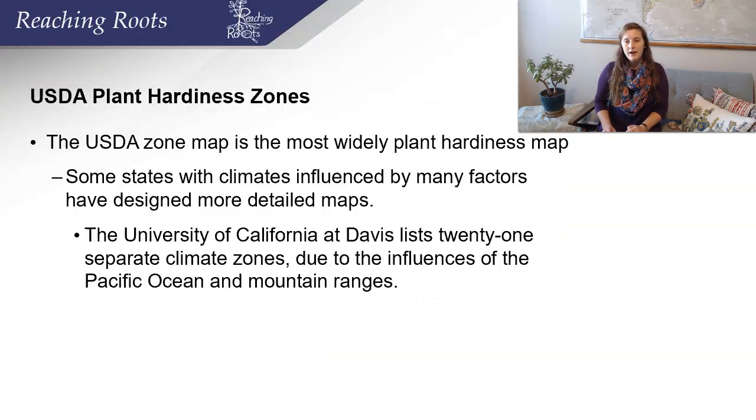The USDA plant hardiness zones is the most common plant hardiness zone map used, but some states even have a more specific zoned map for helping you decide what will do well there. The University of California at Davis has a list of 21 separate climate zones due to the influence of the Pacific Ocean and mountain ranges on the California climate. Depending on where you live, there's more than likely a plant hardiness zone for your area that you can access on the internet.